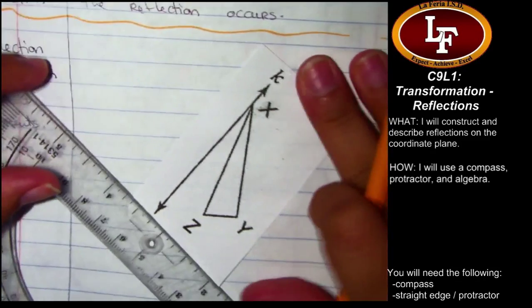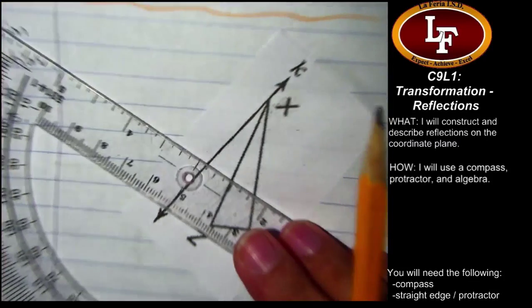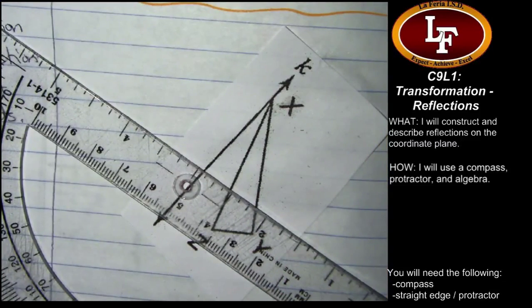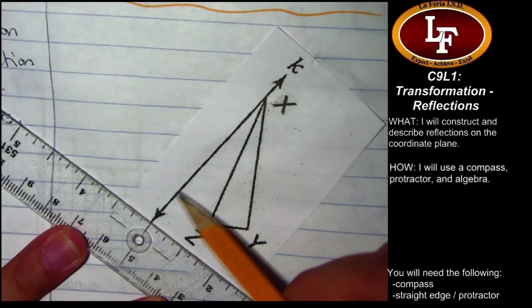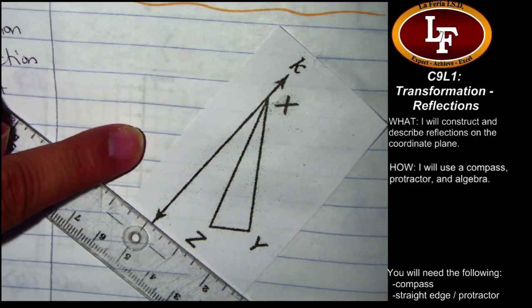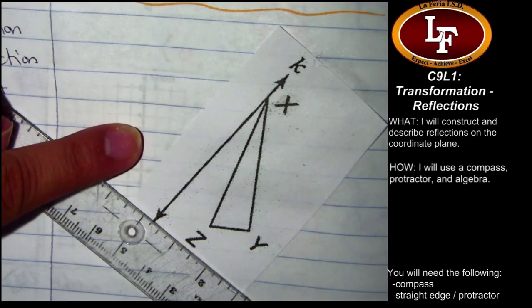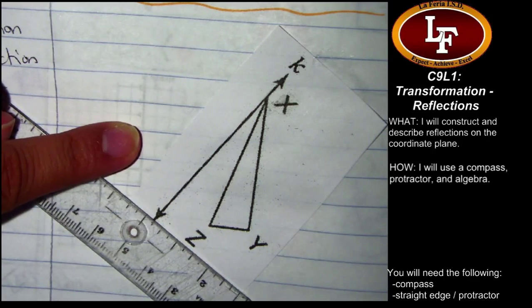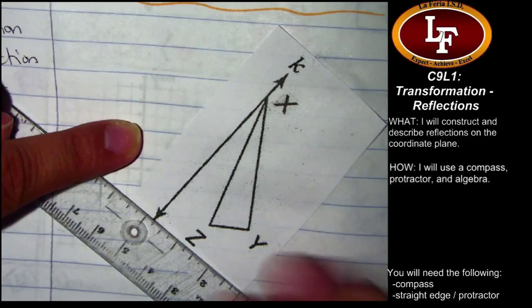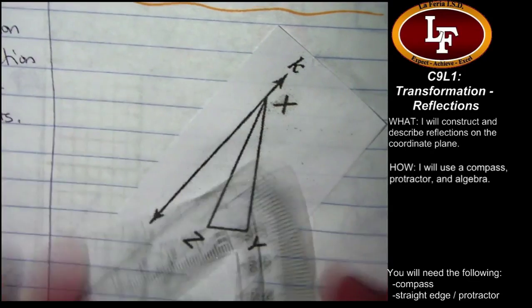Now, the idea behind a reflection is that the distance the object is from the line of reflection has to be the same as its image. So the distance that this point Z is from this line of reflection K, its image Z prime has to be the same distance. We use perpendicular lines on flat sheets of paper in order to make those distances. We're still using the notion of prime.